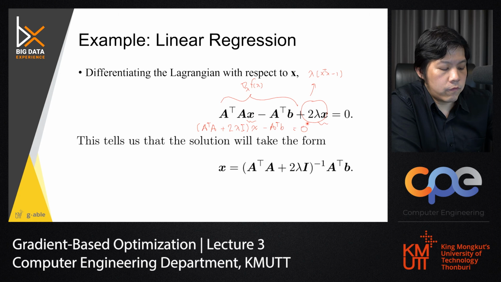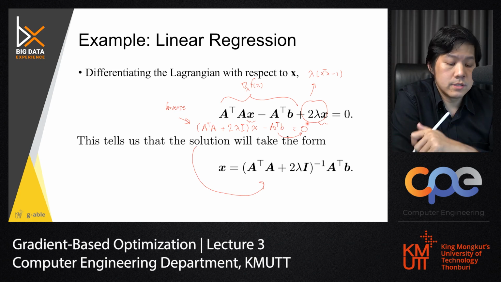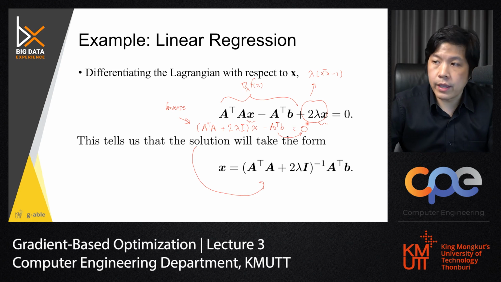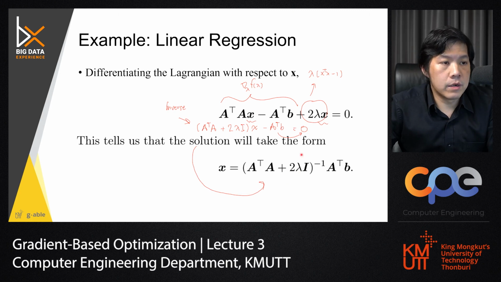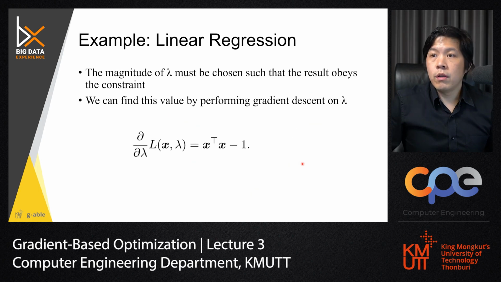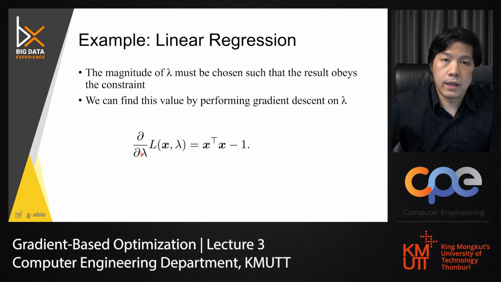So once you move A transpose b to the right hand side and then multiply with the inverse, the result is this one, the inverse of A transpose A plus 2 lambda I, and A transpose b. So it's a little bit of a modification of the pseudo inverse, and you can see that you need to have some 2 lambda here. However, from the optimization, we still do not know the value of lambda. So what we can do next is to optimize as well, find the magnitude of lambda. The value of lambda can be found by taking the derivative of the error function with respect to lambda, and then we get this term.